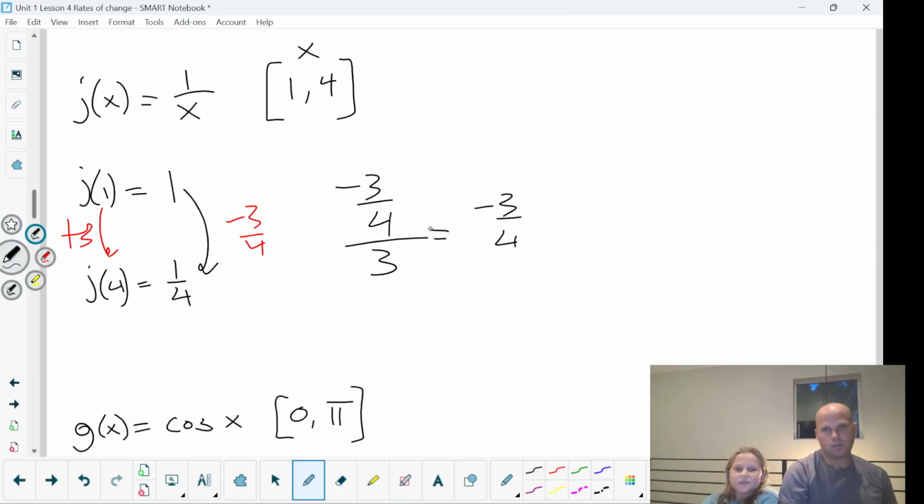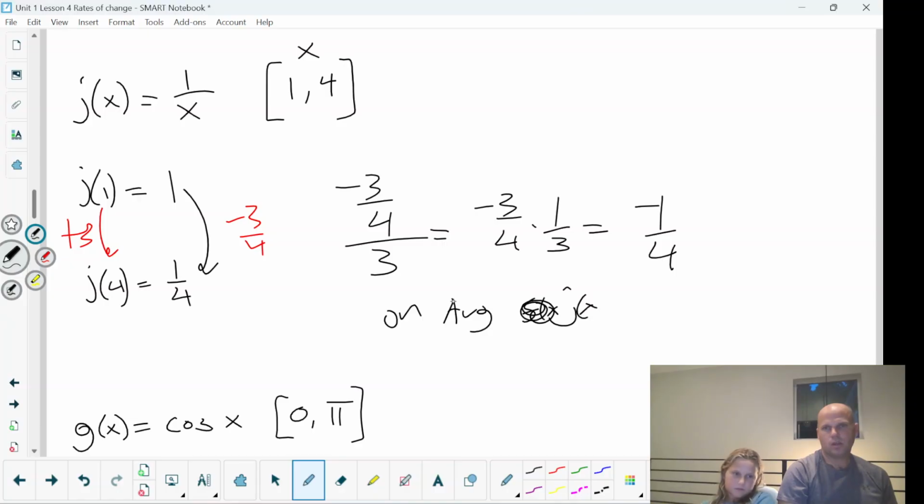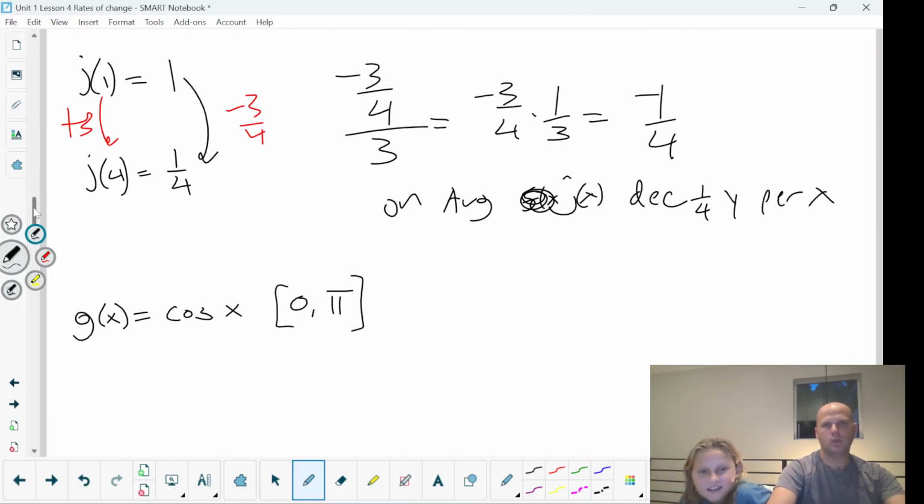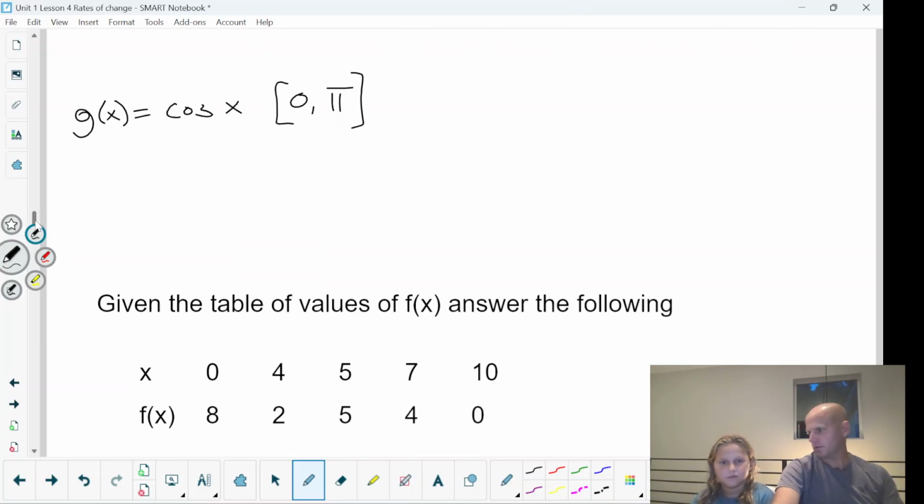And that can be simplified to be this. We could say on average, my function, j of x, is decreasing 1/4 of a y per x. Why do we like to say 1/4 of a y per x instead of 1 y per 4 x's? Because it's comparable. We're allowed to compare that number with all the other numbers as long as it's y's per x. Cool?